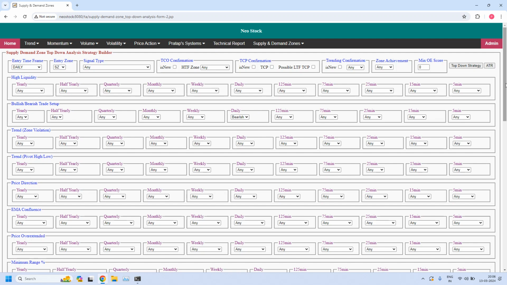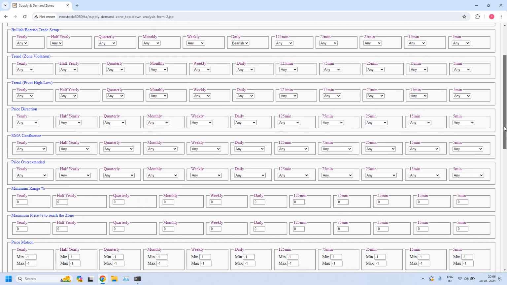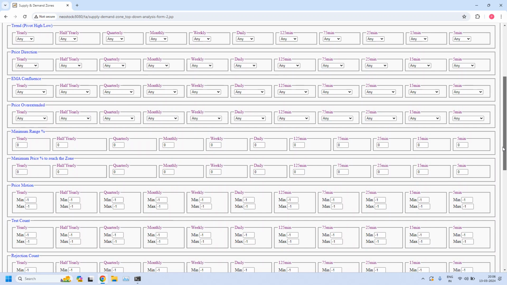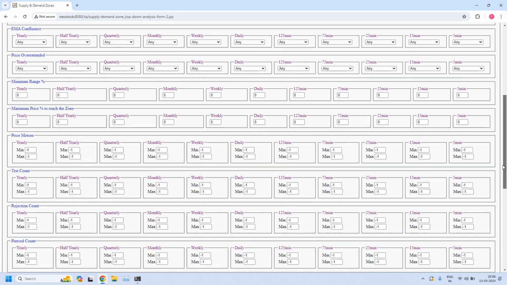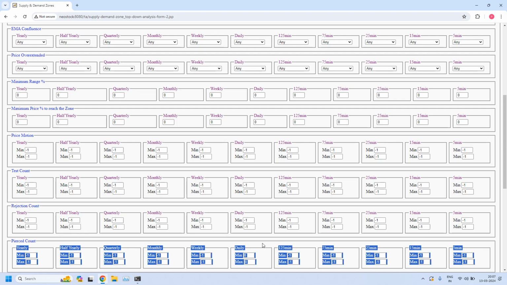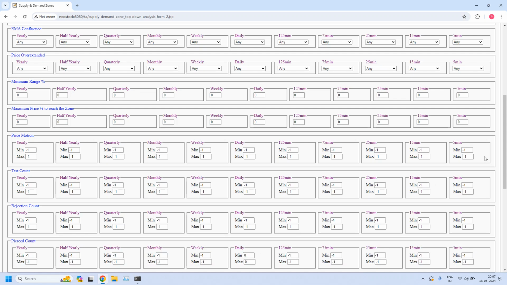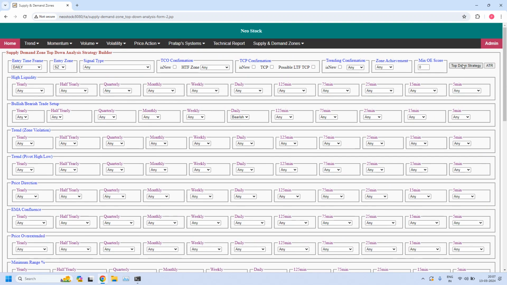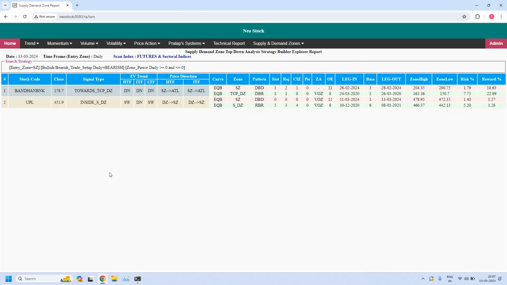Mostly you will be getting very few stocks that are currently supporting bearish trade setup. That's why I am setting only one filter. Don't want pierced zones because we don't trade on the pierced zones. So I am setting pierced count should be 0 on daily time frame. Minimum value 0, maximum value 0. That indicates the zone is not pierced. Now let me filter the stocks. Only 2 stocks are filtered. Currently only these 2 stocks are supporting bearish trade setup.